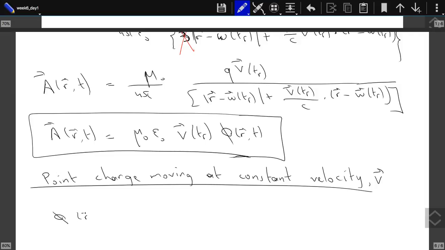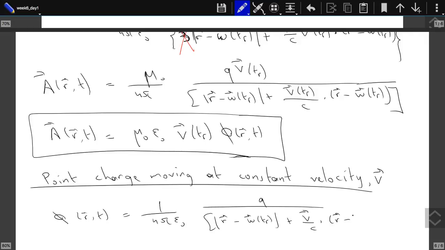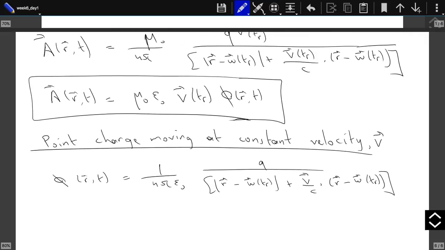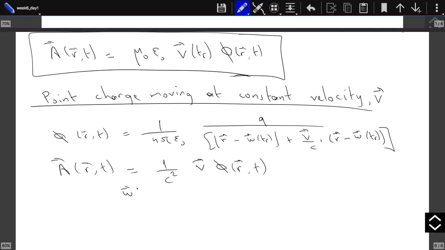Now phi of r, t is 1 over 4 pi epsilon 0, q over r minus omega of t, r plus v over C times R minus omega of TR. And A, well, once we can evaluate phi, A will be just 1 over C squared V times phi. So the critical thing will be the evaluation of phi. And omega of TR is just R0, it will start from some point, R0 plus V of t.